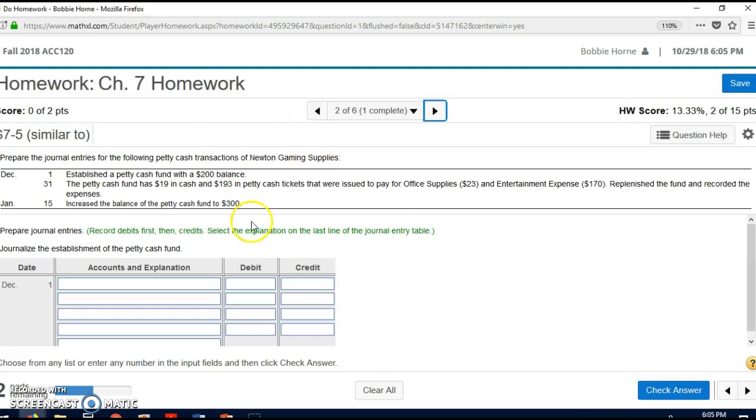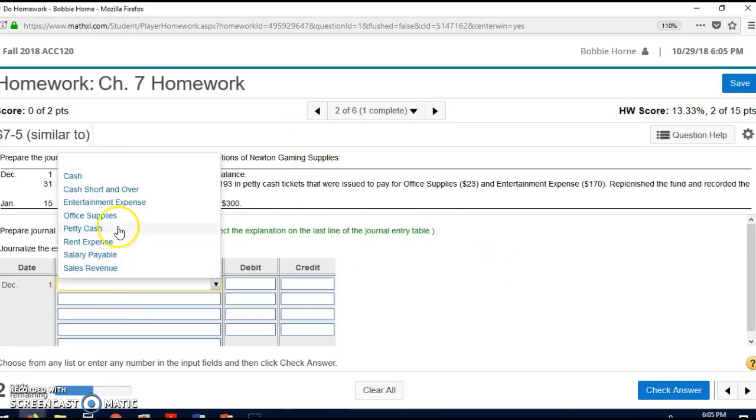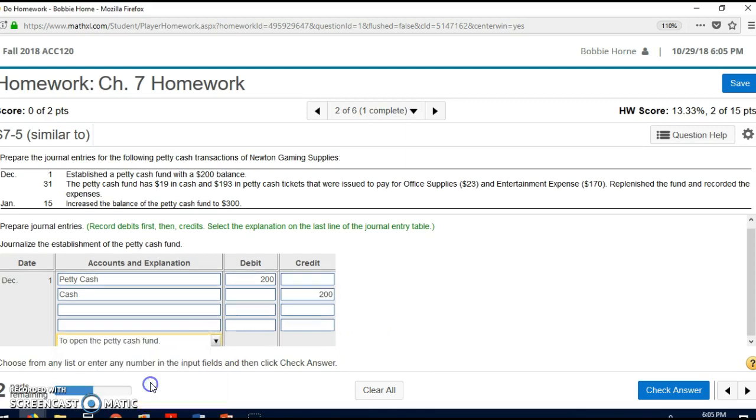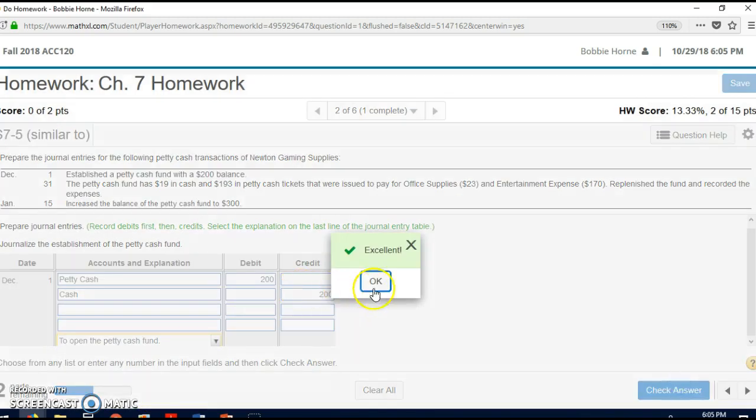Now, for your journal entries, when you establish a petty cash fund for $200, you're going to debit petty cash and you're going to credit cash. You're taking cash out and putting it into petty cash. So this is going to be to open the petty cash fund.